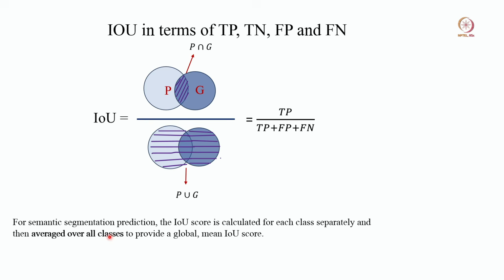Now, for semantic segmentation, that means if there are various classes, like one pixel value for the dog class, one pixel value for the cat class, one pixel value for the road, one pixel value for the sky. So, if there is a semantic segmentation prediction, the IOU score is calculated for each class separately and then averaged over all the classes to provide a global mean IOU score. So, that is for semantic segmentation prediction.